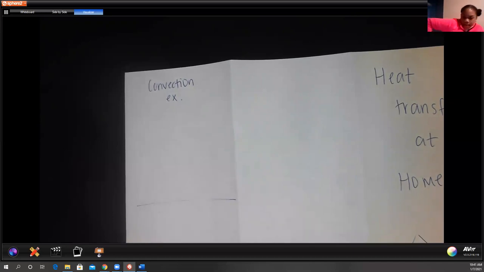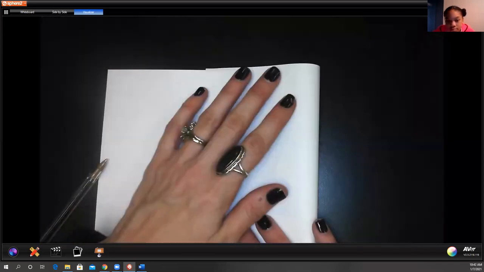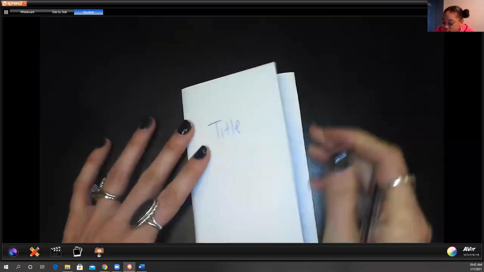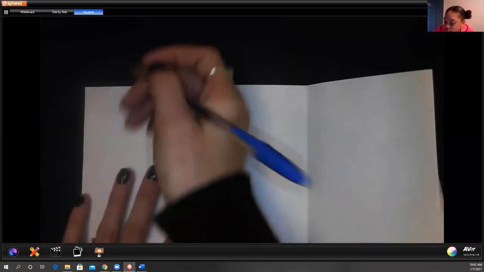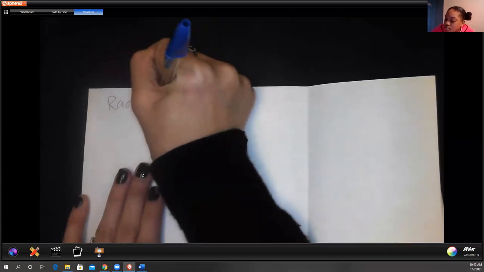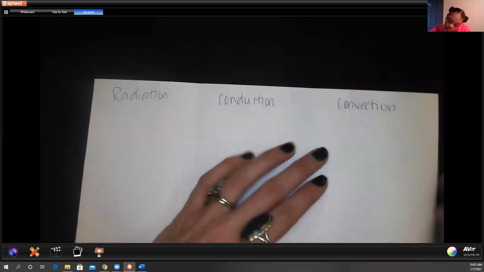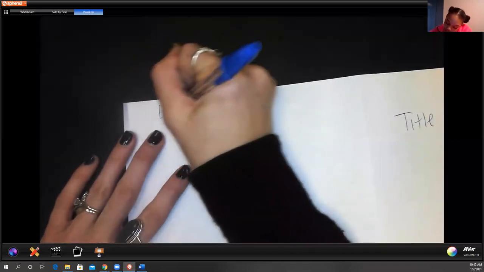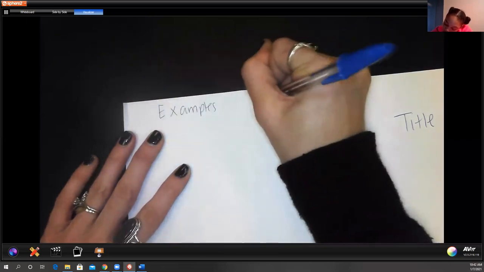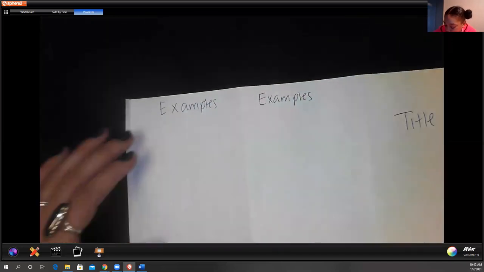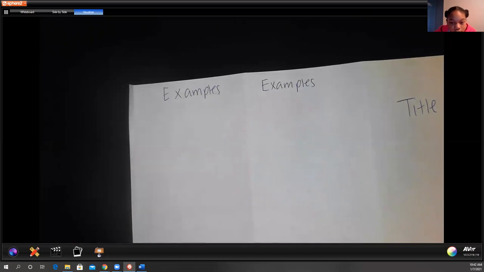So let me show you what that'll look like, because my brain wasn't functioning when I made the original example. In my head, I was like, we're going to have 6 extra slides. That's not true. So, title page. Then we can open it, and then we've got our radiation, conduction, convection, and then on the back too, I can do examples, right? However you want to do it, it's up to you. I'm not telling you, but those are two different ideas of how you could structure this.